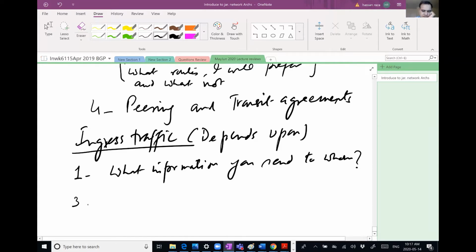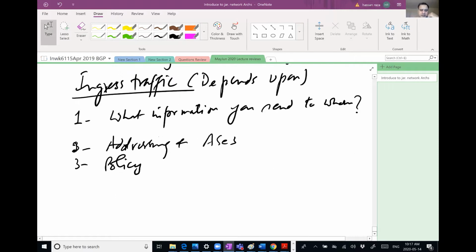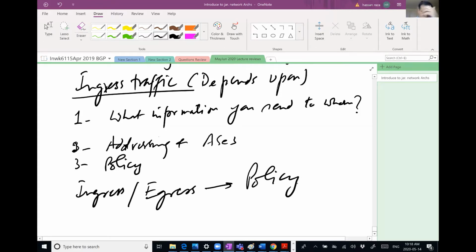So it also depends on, for example, addressing and ASs, which ASs I may receive traffic from, or I accept or not accept. It would also depend upon what my policy is. So you see policies here, whether it's ingress or egress. And you see one common thing: what I send, what I receive depends on my policy, meaning routing policy.